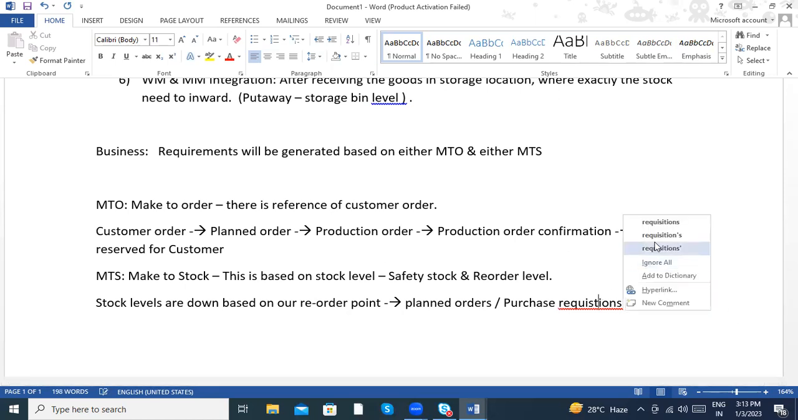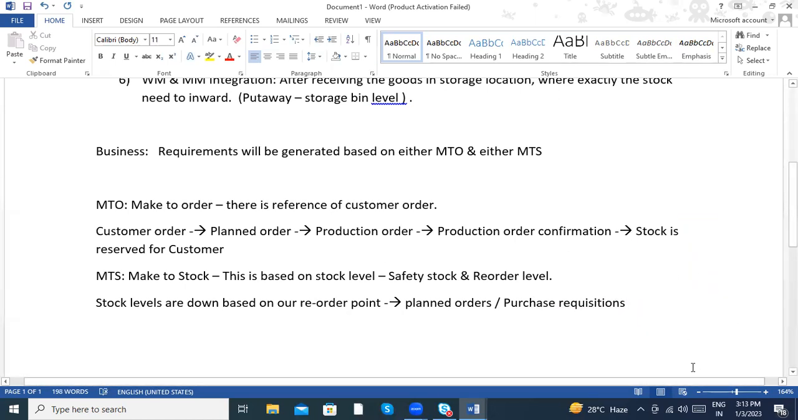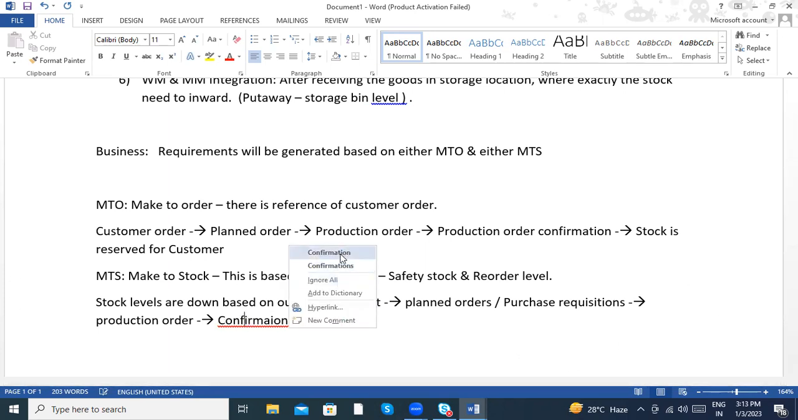Then the planned order is generated. From the planned order, the production order will be created and confirmed. Production order confirmation, then the stock is produced.